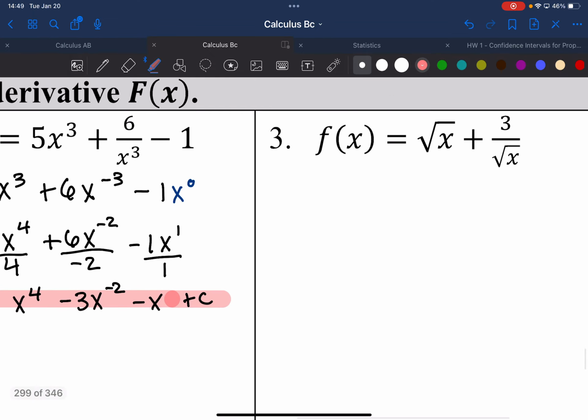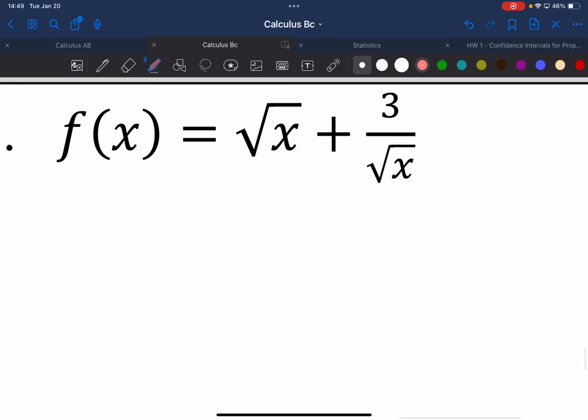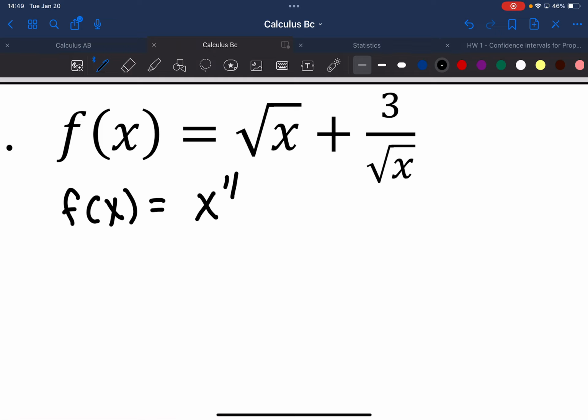So number 3, we're going to do the same thing, but first I'm going to make sure that my function is in terms of all exponents. So instead of square root of x, I'm going to write x to the 1/2, and then same with this next one, plus 3x to the -1/2. Okay, so I'm going to take the antiderivative of this.